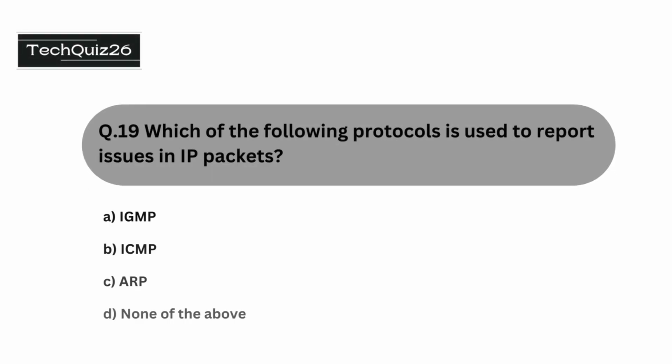Question number 19 is which of the following protocols is used to report issues in IP packets? The options are IGMP, ICMP, ARP, none of the above. The correct option is ICMP.